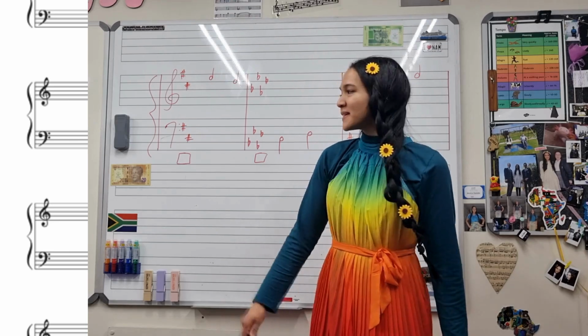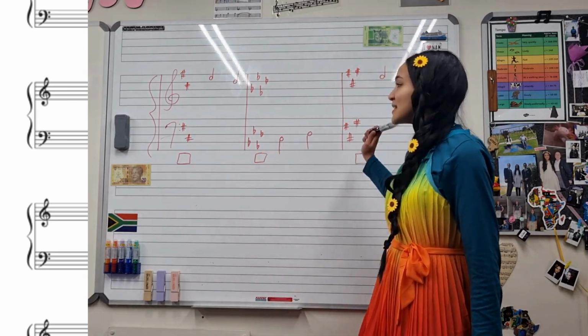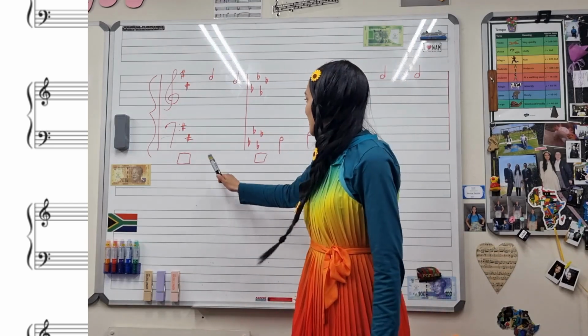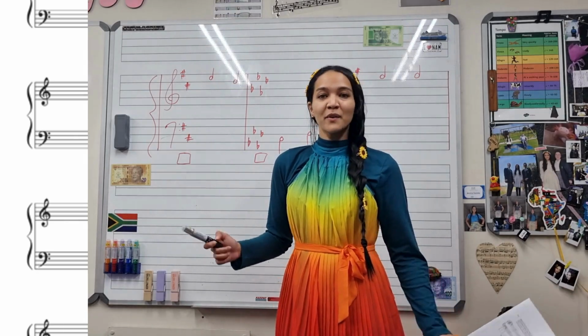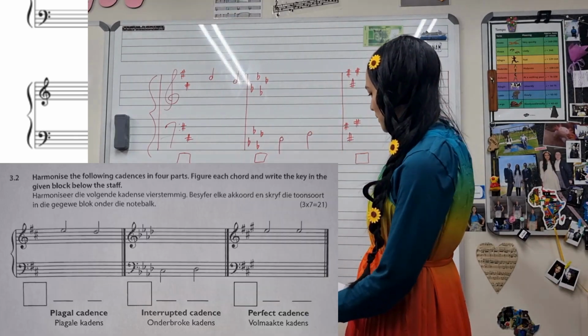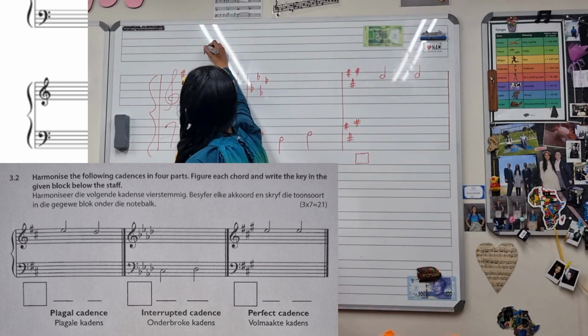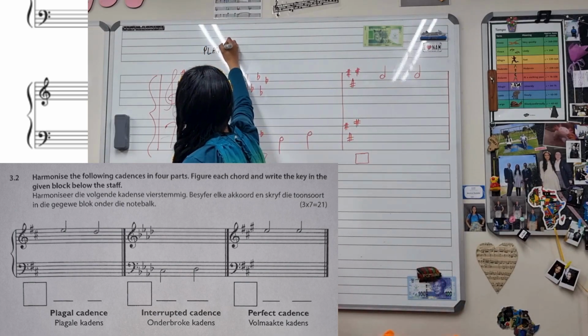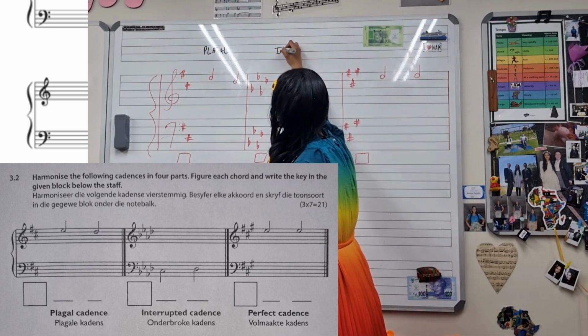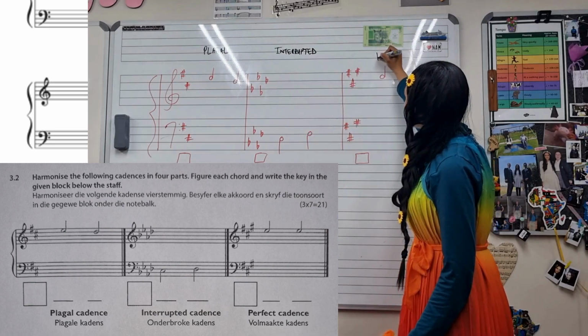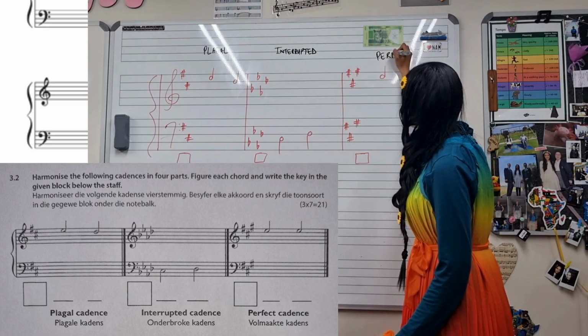In question 3.2, they tell us to harmonize the following cadences in 4 parts. We need to figure each chord as well as write the key in the given blocks. So here we go. First things first, they tell us we are going to write a plagal cadence, and we need to know what that means. Then we are asked to write an interrupted cadence, and lastly we are asked to write a perfect cadence.